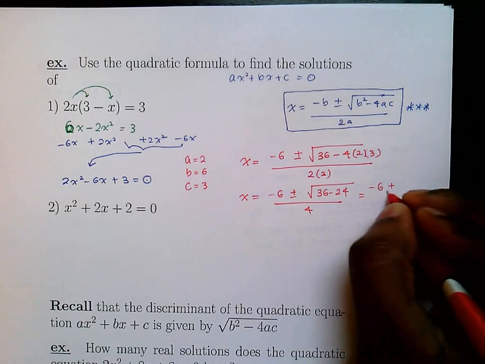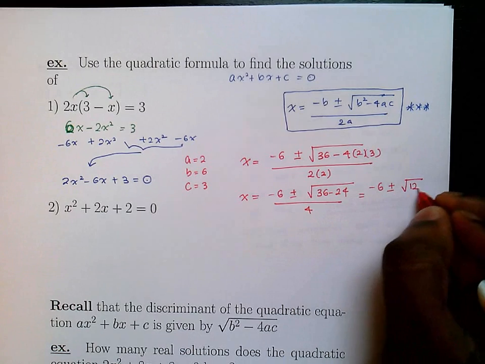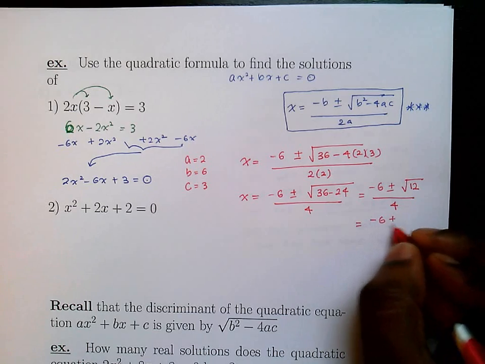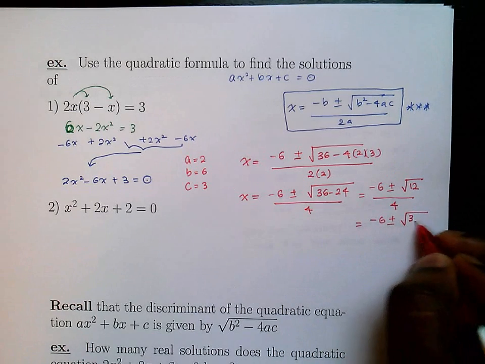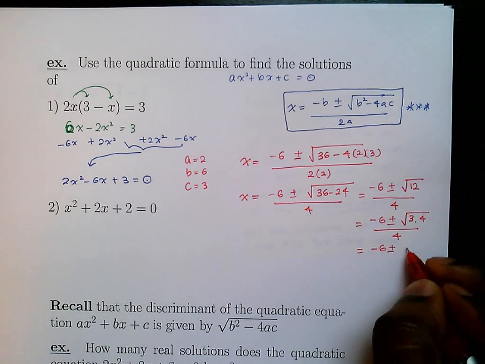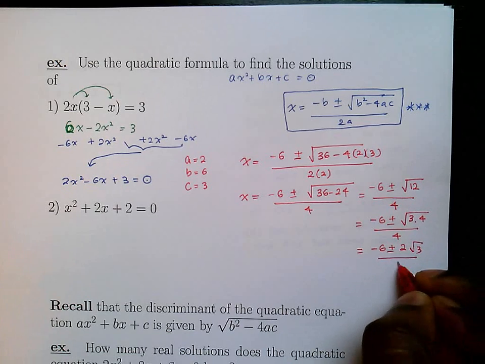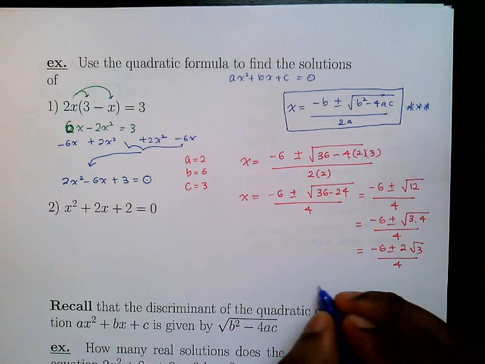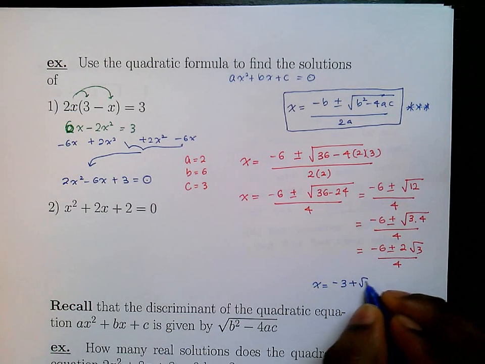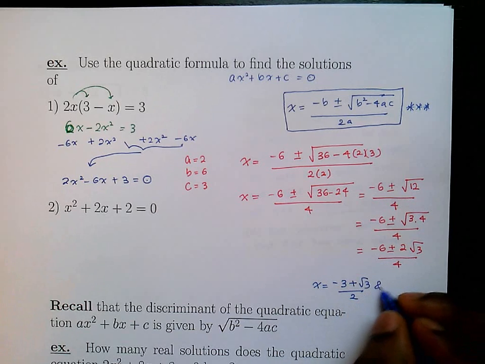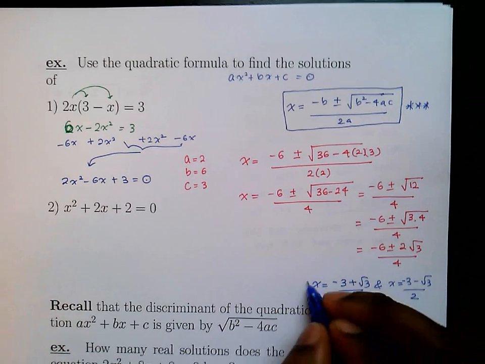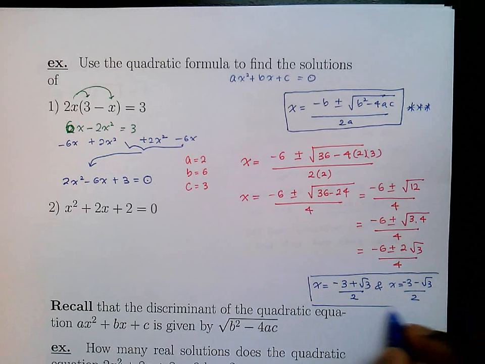That is negative 6 plus or minus square root of 12, which is, well, this is 3 times 4, and you can pull out a 4 from the square root. I would write the two solutions as x equals negative 3 plus root 3 over 2, and x equals negative 3 minus root 3 over 2. Okay.